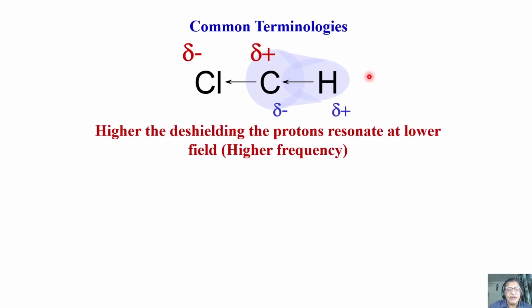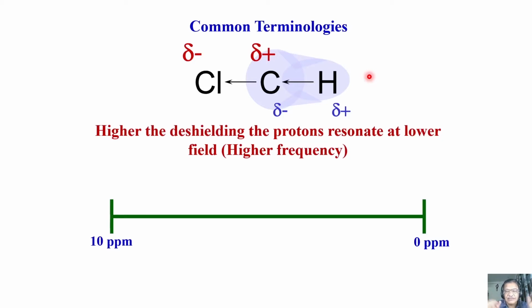Now with this, let us see what is happening for shielding of protons and where it comes in. In a 0 to 10 ppm scale, remember I said the proton spectrum comes more or less all the time in the region of 0 to 10 ppm.